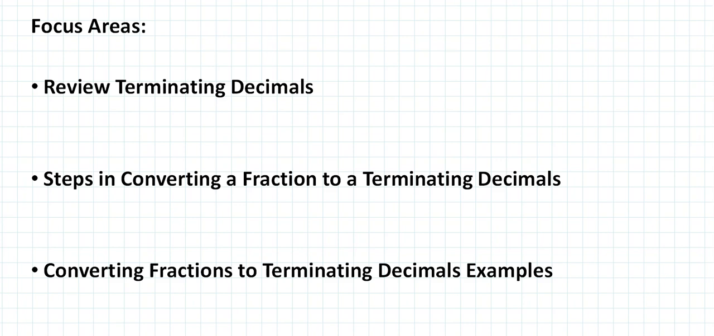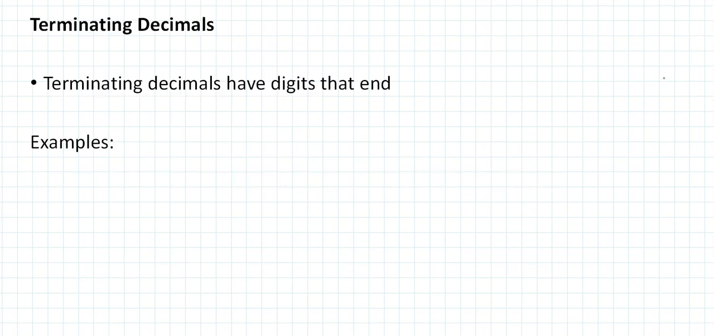So let's get started. A terminating decimal is simply a decimal that has digits that end. And we can also say, for students in higher grades, they have a finite number of digits, which means they have a specific number of digits. Let's look at some examples here. Terminating decimals, we can say something like 3.2. That's a terminating decimal. You can see that it has a specific number of digits after the decimal point.